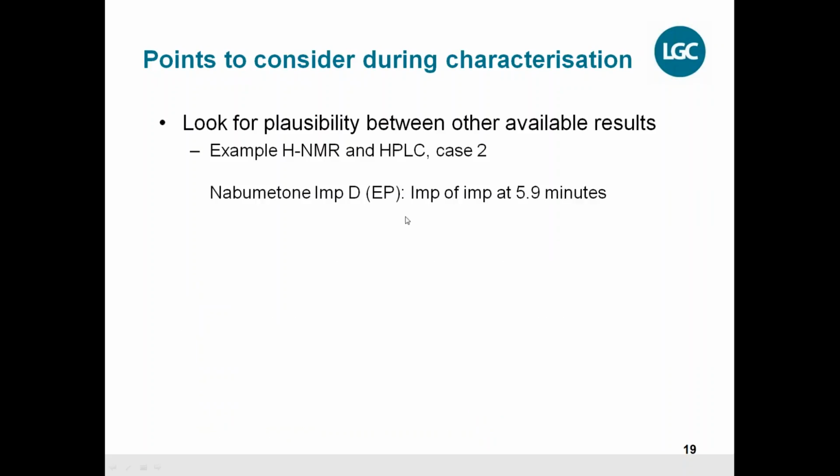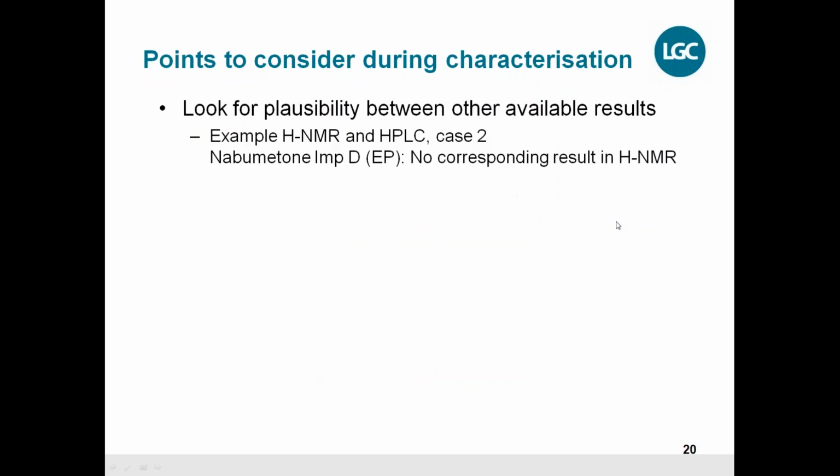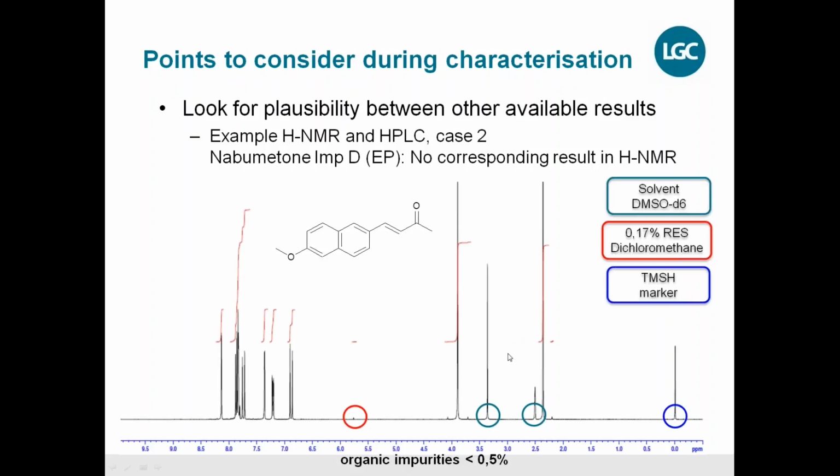Another case is impurity D of nabumetone, which we also provide as a reference standard. During the development of that standard, we found in the HPLC a result like this one: we have our desired material, but also a big impurity at approximately 6 minutes retention time. This is the nabumetone impurity D, for example. What we could not see in this case were corresponding results in the HNMR. Now it's popping up here, the HNMR, so don't be overwhelmed by that. We could not see a corresponding result.